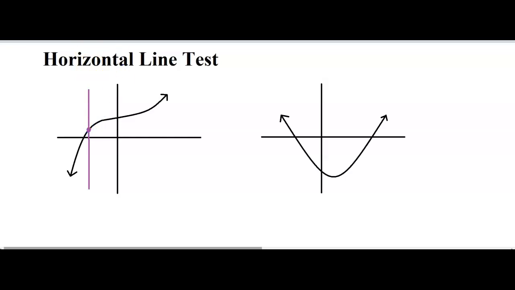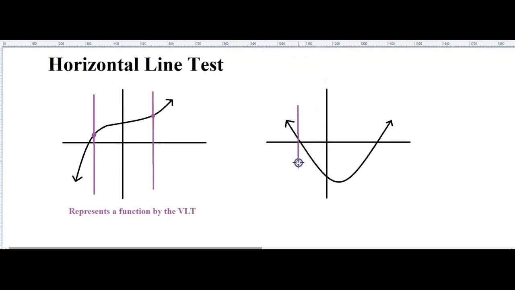So if we look at the first graph here, and we draw as many vertical lines as we want, we see that it's always going to just pass at one point. So this one does represent a function. Looking at the second graph, we could do the same. And I see that no matter what vertical lines I draw, they all seem to pass at exactly one point. So again, this graph also represents a function.